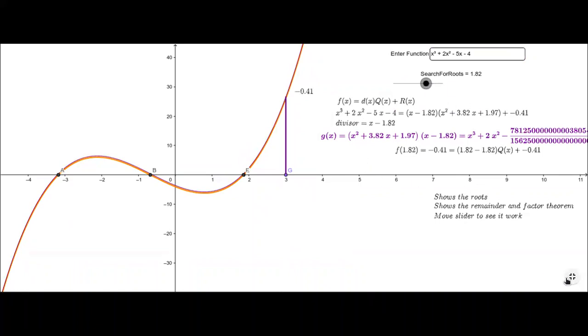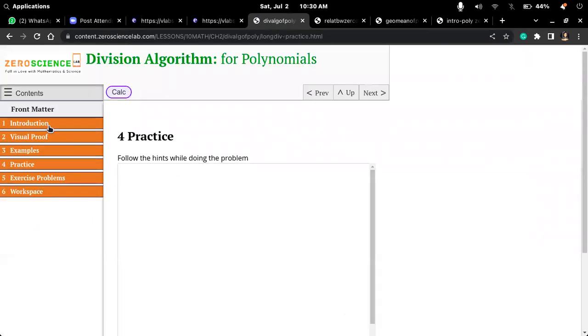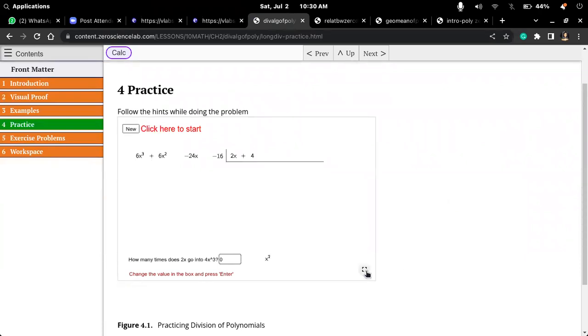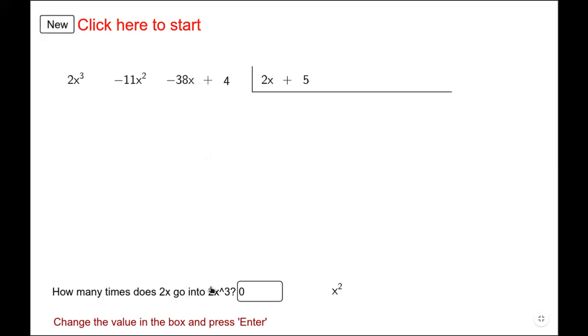So this produces any polynomial, we can use this. So what are the different steps of this division of a polynomial? You can have any numbers. Here you have to enter into the 2x cube. 2x goes into the 2x cube.